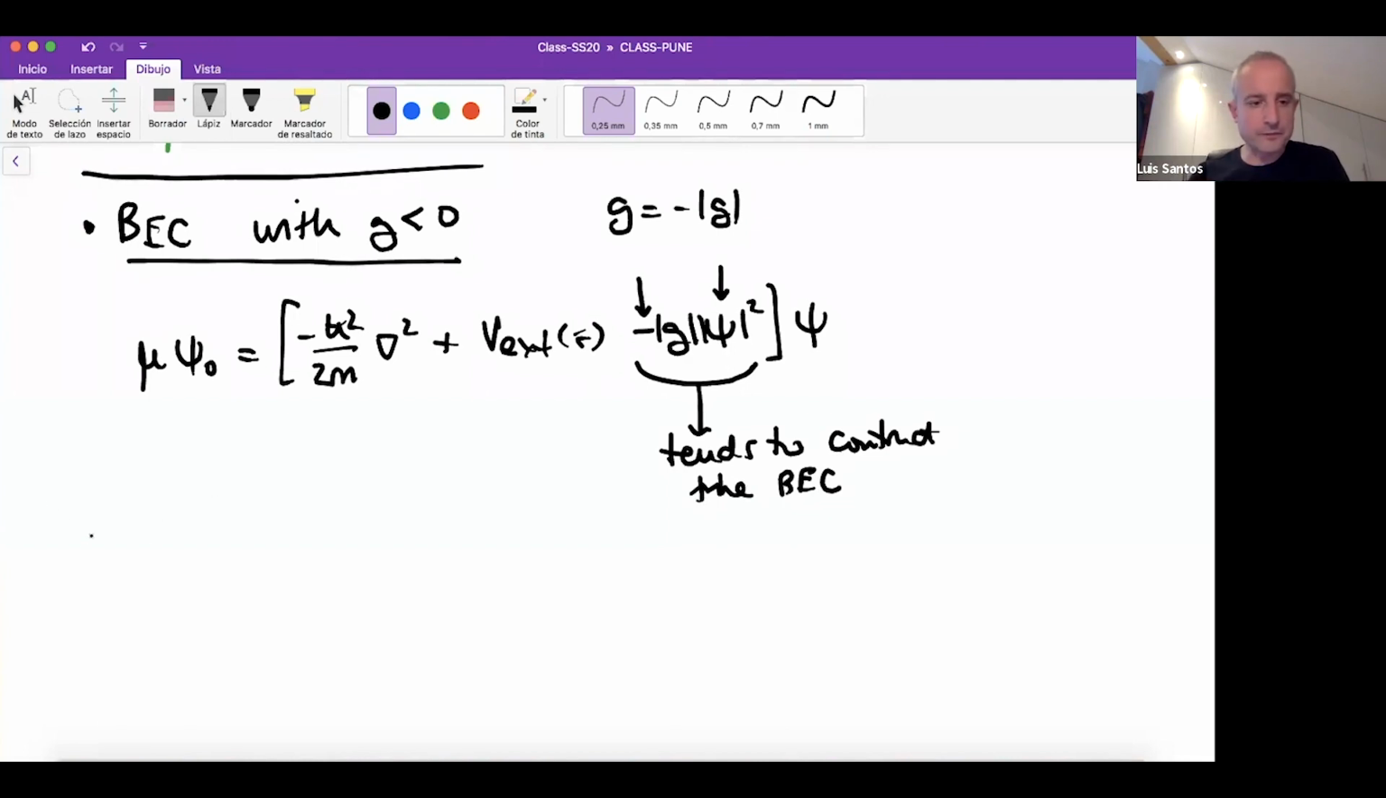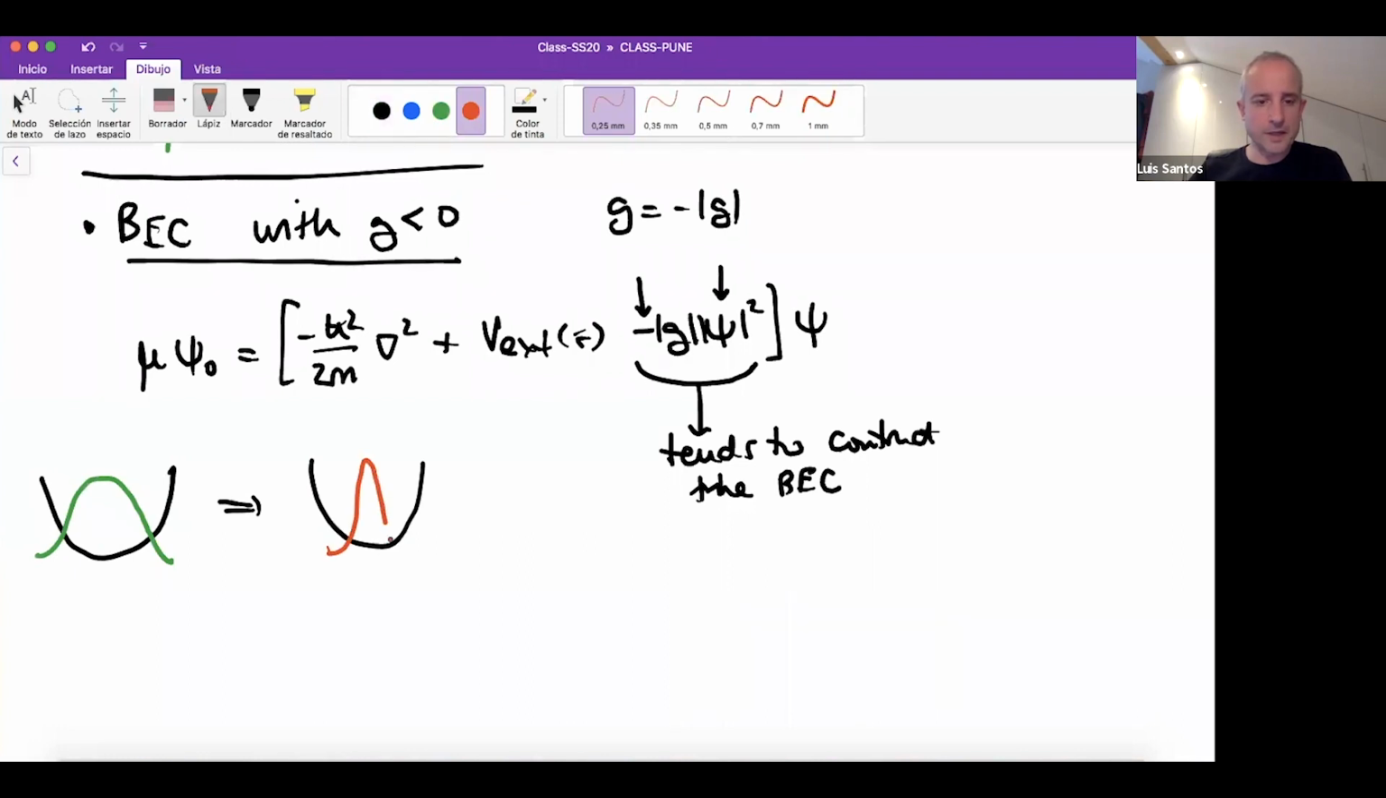Now, this means that if I have a trap and I have a condensate with some given shape, this tends to contract. So this tends to make it contracted in this direction. Now, for a classical gas, this would be unstoppable. In classical mechanics, the minimum of the trap energy of the harmonic oscillator is in here. Both the classical energy of the harmonic oscillator and these interactions will be minimized by putting all the particles into the very center, and the system will eventually collapse.